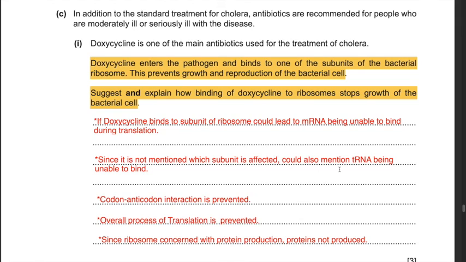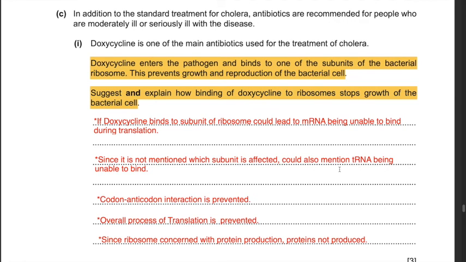Over here, ribosomes are mainly involved in the process of translation. If you recall protein synthesis, ribosomes are mainly involved in the process of translation. Hence, if doxycycline binds to the subunit of ribosome, it could lead to mRNA being unable to bind with the ribosome during the process of translation. Since it is also not mentioned which subunit is affected, you could mention the tRNA being unable to bind, because mRNA binds to a different subunit than the tRNA, as a ribosome consists of 2 subunits. tRNA binds to one part of a subunit and the mRNA binds to another part of the subunit.